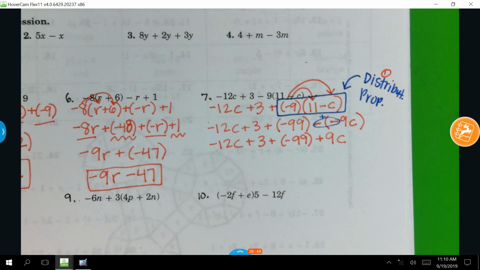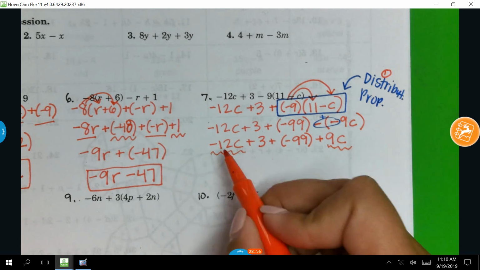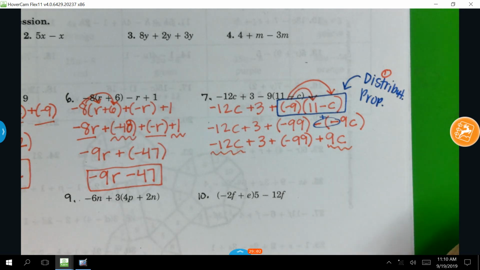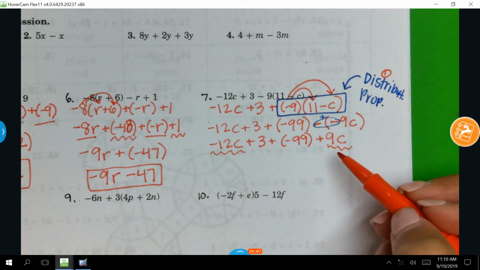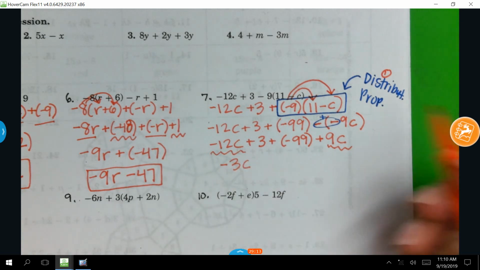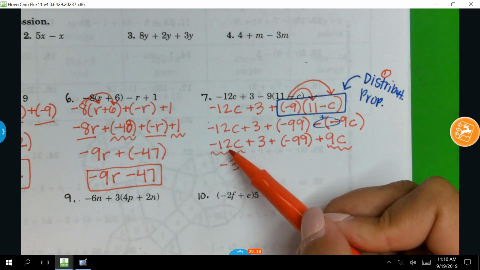Can I figure out what my like terms are now? Yeah, now I can do that. So what is one set of like terms? Dylan. Yeah, negative 12c and 9c. So what is negative 12c plus 9c? Close. Close. Is 12 larger or 9 larger? Negative 3c. Negative 12 plus 9, they're different signs. So that means I'm subtracting, and then 12 is larger, so that's why it's a negative.